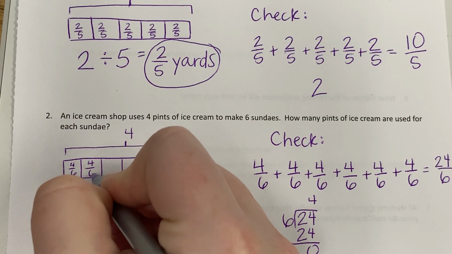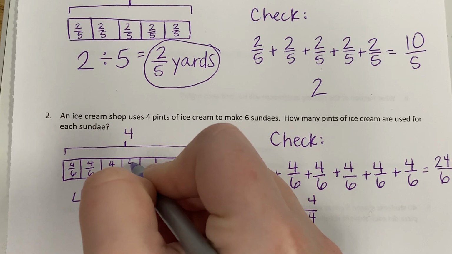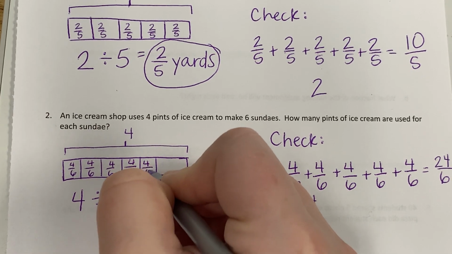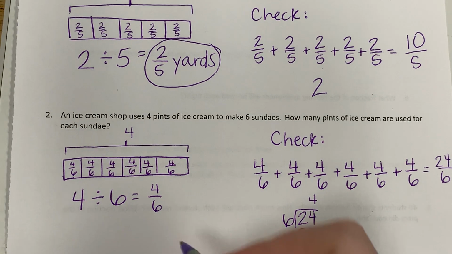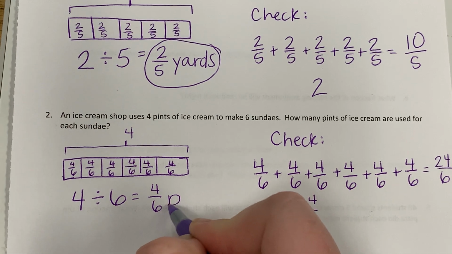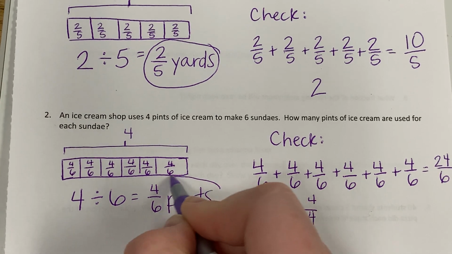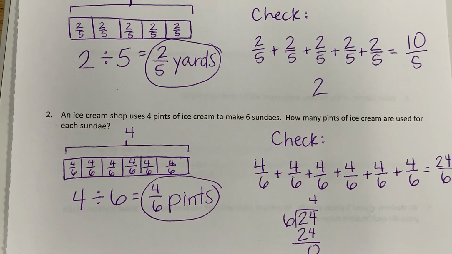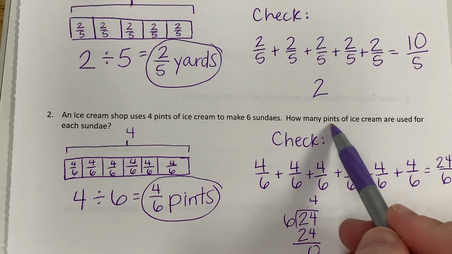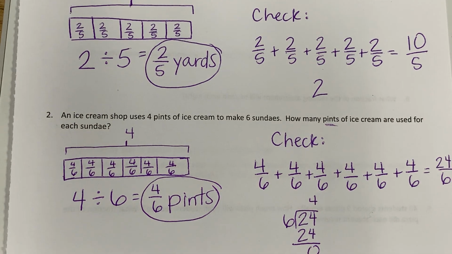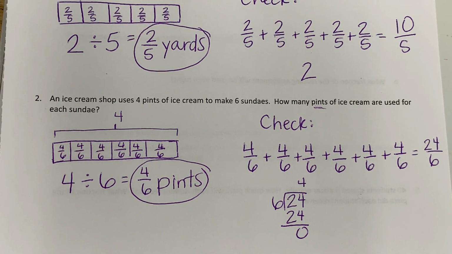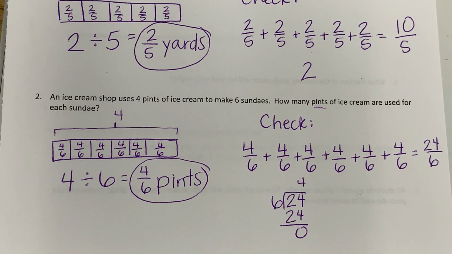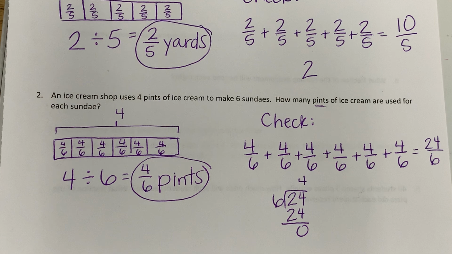4/6. 4/6 of a pint, 4/6 of a pint, 4/6 of a pint, and 4/6 of a pint. So what would my label be? Pints. Because look how many pints of ice cream are used for each sundae. So my label can't be aliens, because we're not talking about aliens, are we? We're talking about what? Pints. Got that?